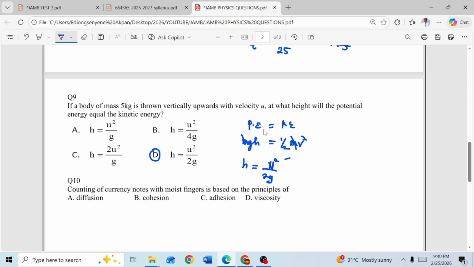The next question. Counting of currency notes with moist fingers is based on the principle of dash. A. Diffusion. B. Cohesion. C. Adhesion. D. Viscosity. Can you see? Viscosity has to do with the rising or falling of something in a tube. Adhesion has to do with the forces between different molecules. So option number 10 is C.